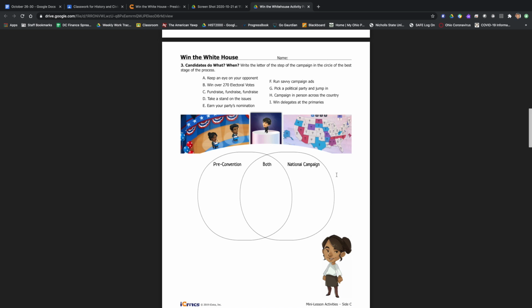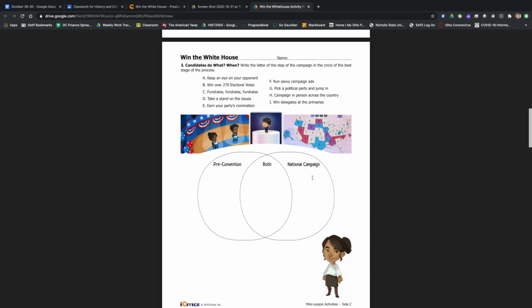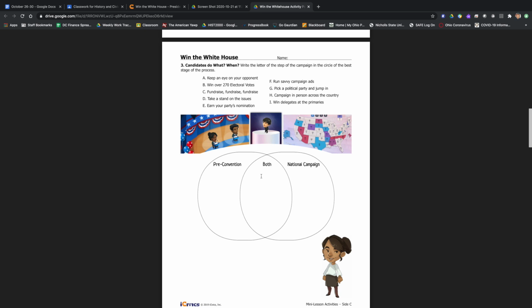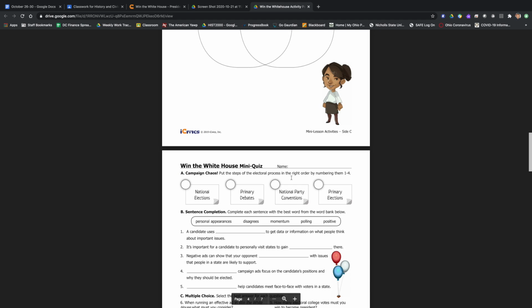Next, number 3, candidates do what? When. Write the letter of the step of the campaign in the circle of the best stage of the process. So you're going to use this little Venn diagram, and you're going to go through each one of these, and you're going to decide, keep an eye on your opponent. Does this happen before the convention, during your national campaign, or during both? Win over 270 electoral votes. Do you do this before you become the nominee at the convention? Do you do this during the national campaign, or do you do that during both? You're going to put the letter in the correct place in the Venn diagram where it goes.